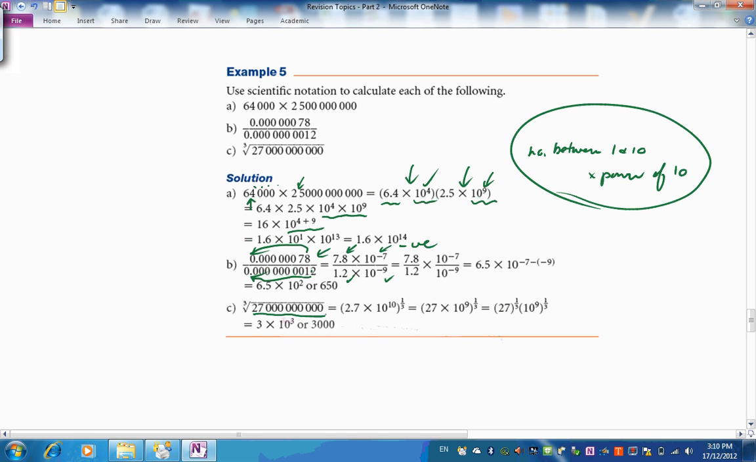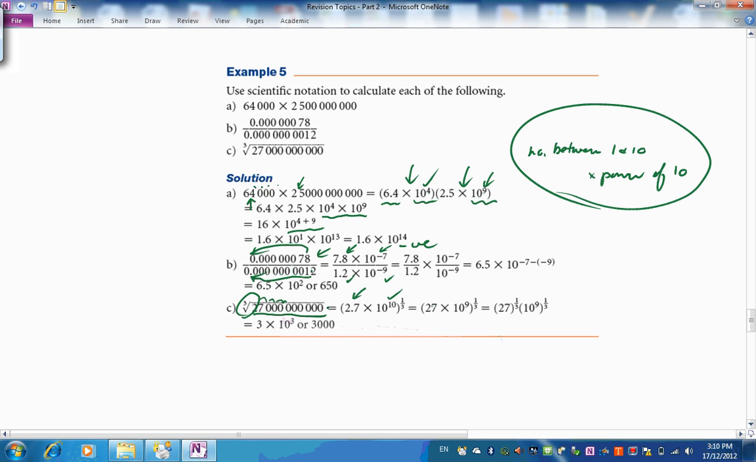This is a big number to find the cube root of, but scientific notation to the rescue. 2.7, and how many decimal places do I have to come in here? Because it's way back there. It's 10 to the 10. And then I'm going to find what? The cube root of that. So it's a third power.